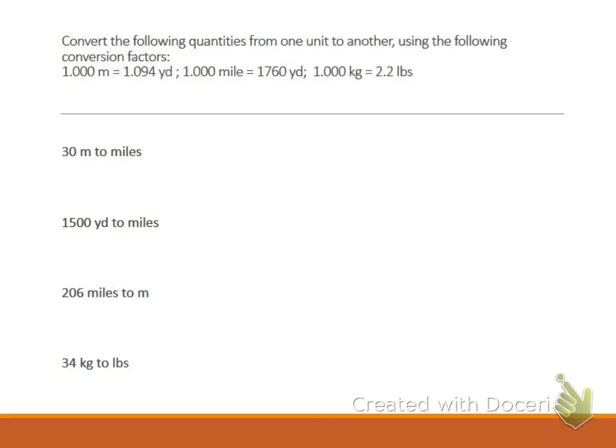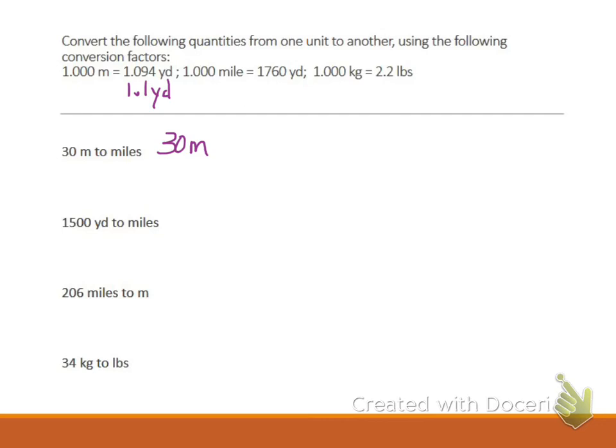That makes me laugh. Okay, so let's practice setting this up. We're going to do 30 meters to miles. We're going to use these conversion factors up here. We're going to make this easier on ourselves, and we're going to do 1.1 yards instead of 1.094. So let's do it. We're going to start with 30 meters, because that's the only thing we know.